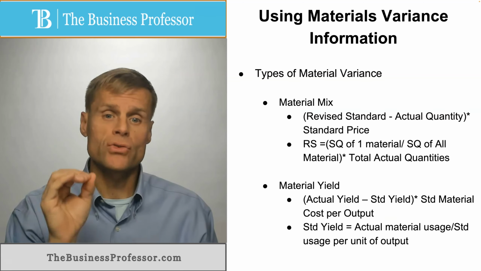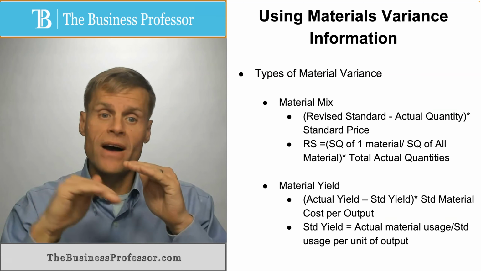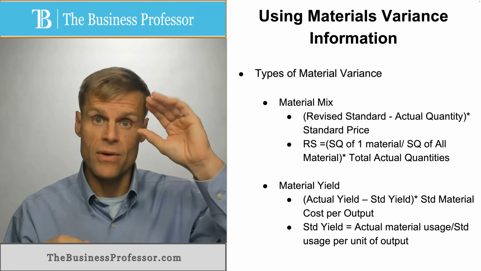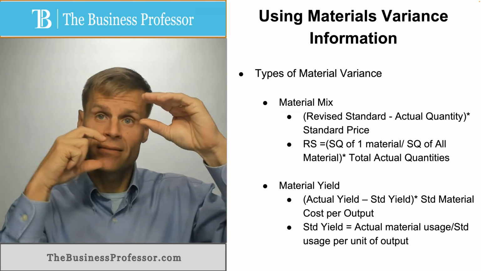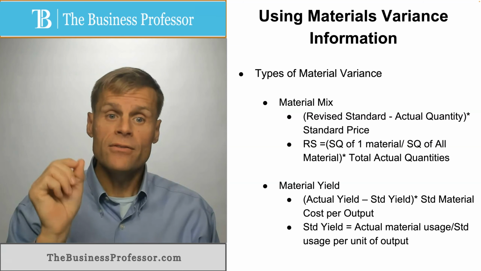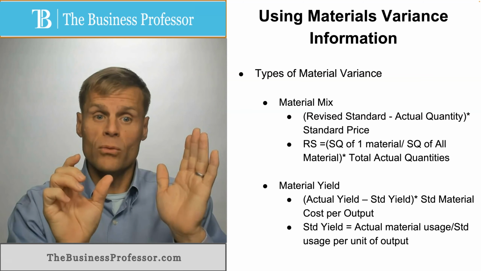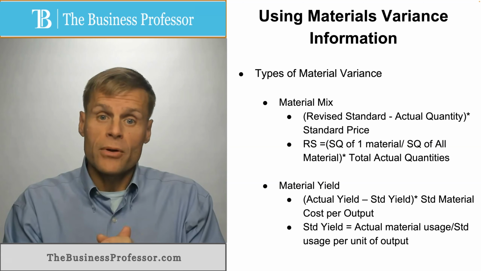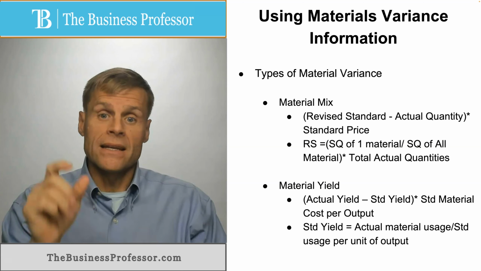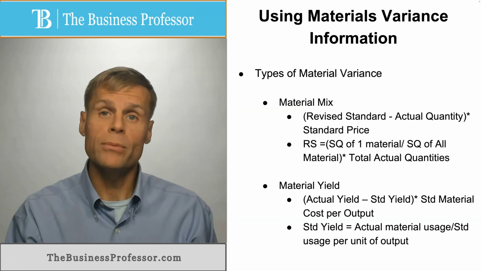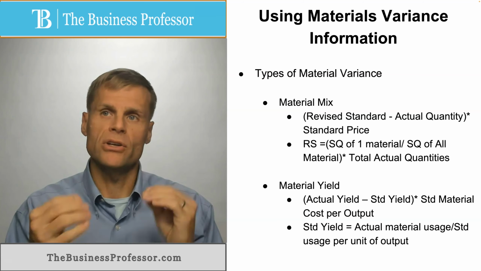Well, you look at actual material usage and you divide it by the standard usage per unit of output. So actual usage per output over standard usage per output as a fraction. If you subtract this from the actual yield that you got from the operation and then multiply that difference by the standard cost, not the standard yield, the standard cost per output, that will give you your material yield.